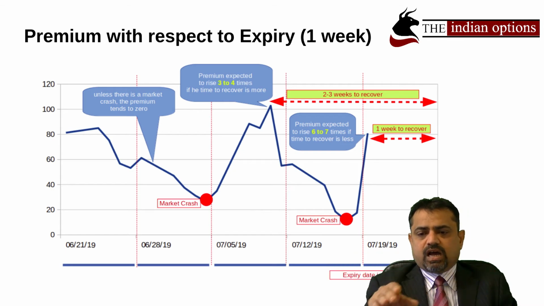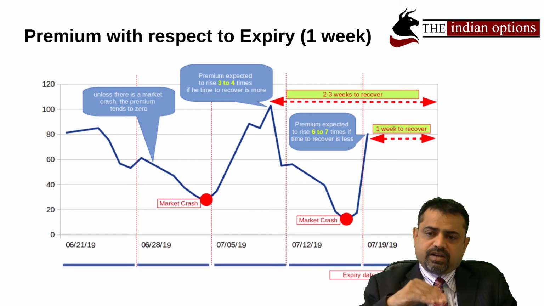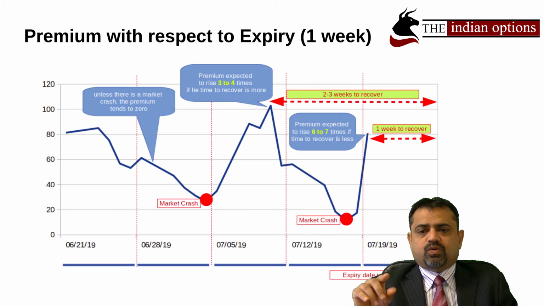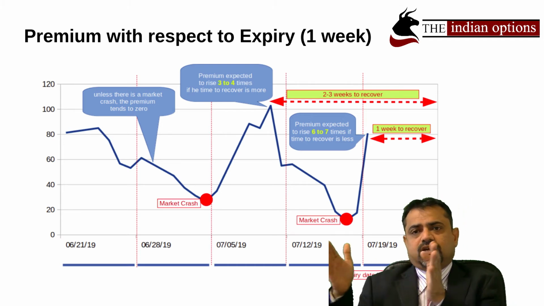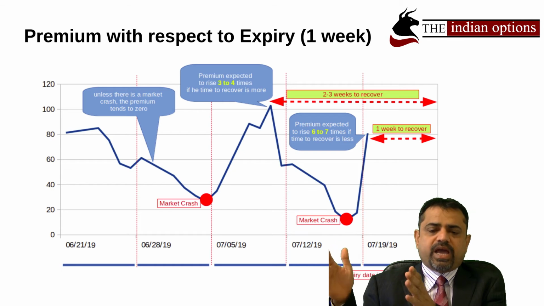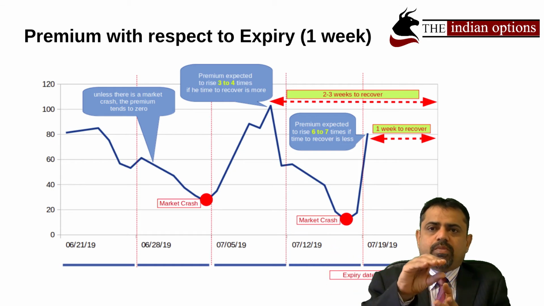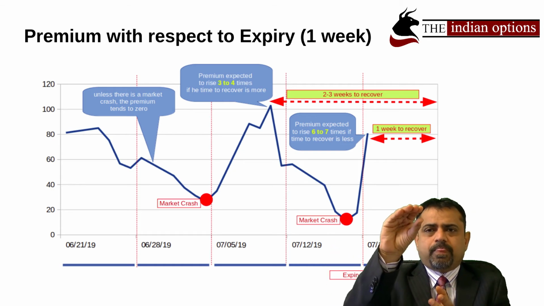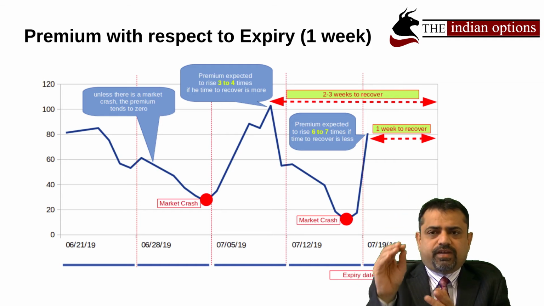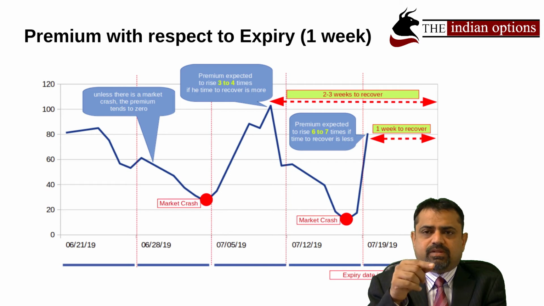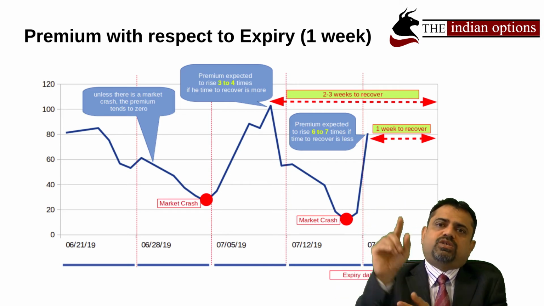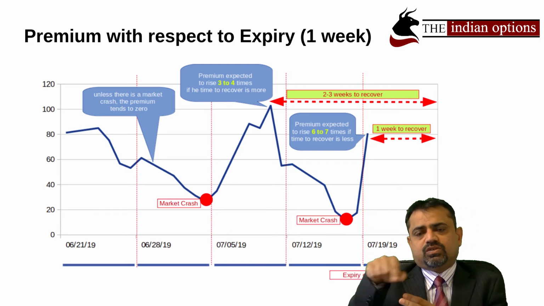So again it went down, again it crashed, again it went up. But if you notice, if there are 2 or 3 weeks to expiry, the premium would go maybe 3 or 4 times only, or maybe 5 times. But if the distance is 1 week to expiry, at that time the premium increased 6 to 7 times. Okay, 6 to 7 times.